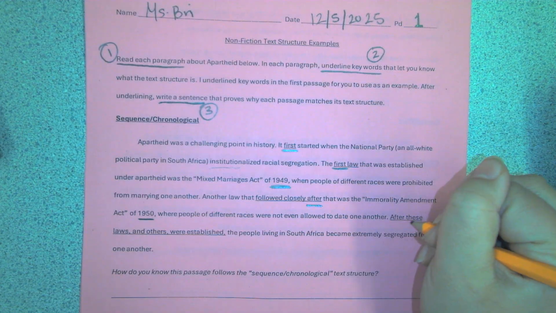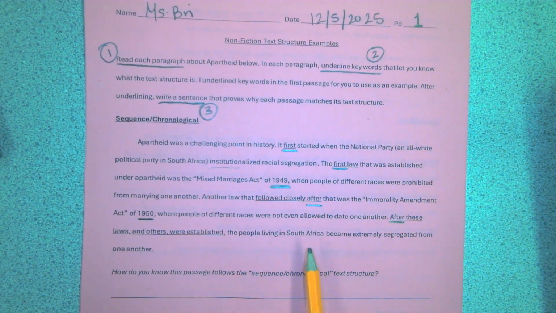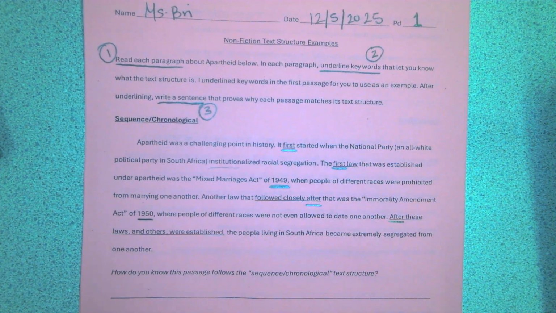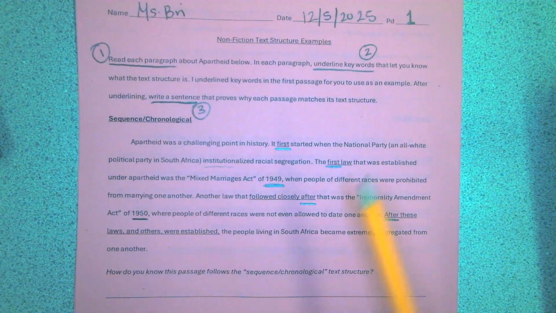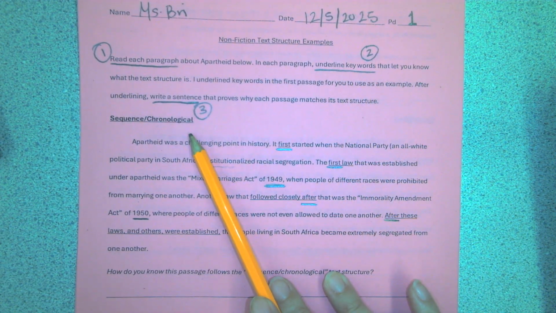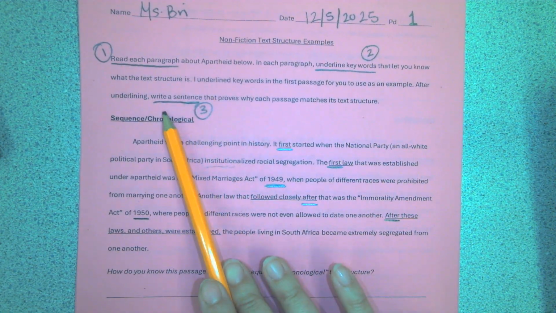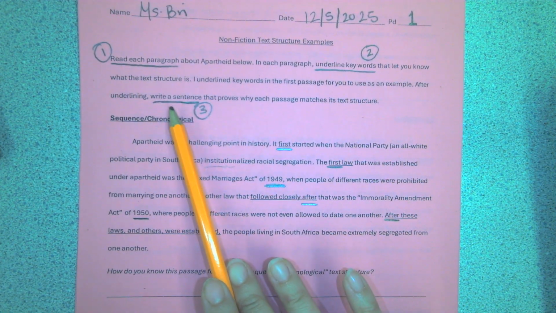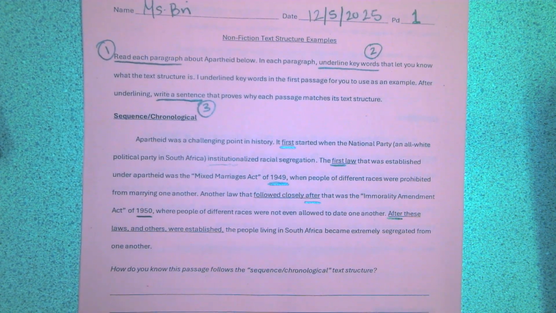After these laws and others were established, the people living in South Africa became extremely segregated from one another. Okay, so that's my second step, right? I underlined any key words that reminded me of the text structure. What do I need to do next? Now I need to write a sentence that proves why each passage matches its text structure.